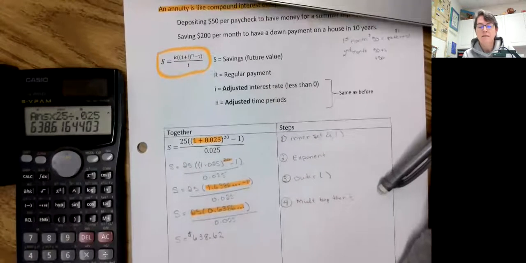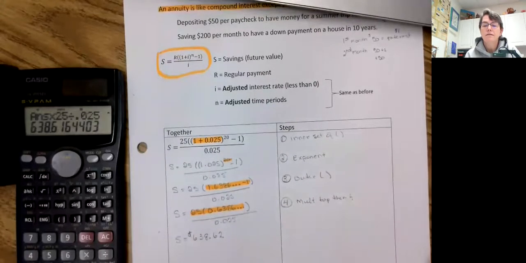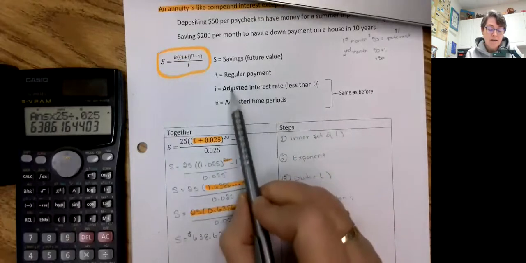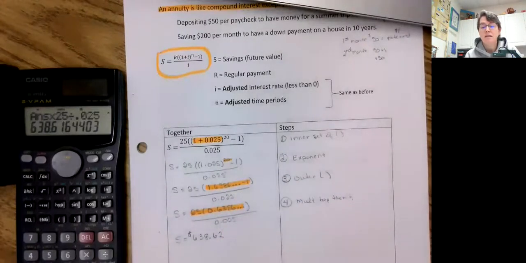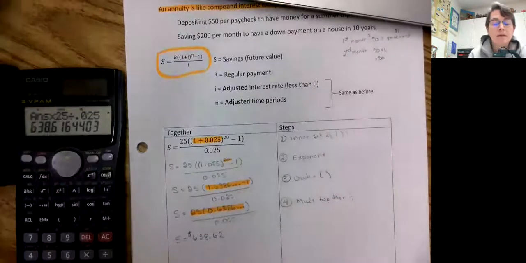And that's it. So it looks really complicated, but it's not that bad. And the nice part is, again, the adjusted interest and adjusted time periods are exactly the same as we did before. Okay, there we go, done.